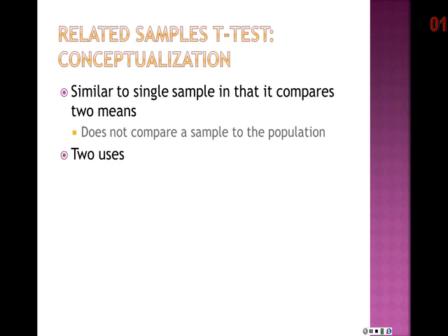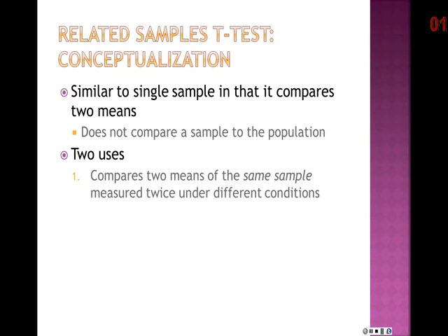What we're doing here is we have two different uses for the related samples t-test. Number one, it compares two means of the same sample, measured twice under different conditions. Oftentimes this is something like a pre and post test. So for example, taking a student's GPA before coming into my class and after leaving my class, and asking the question, are these GPAs significantly different between these two time periods?